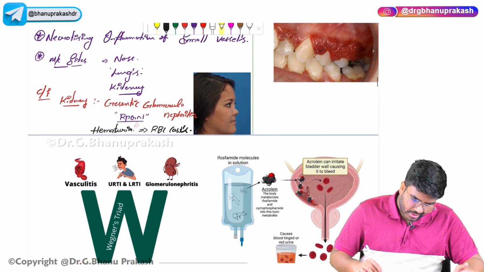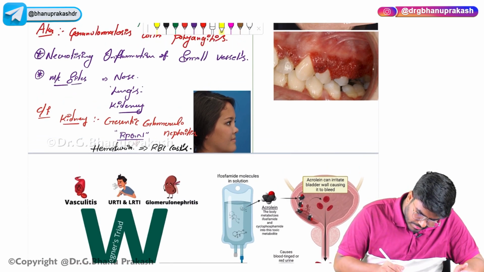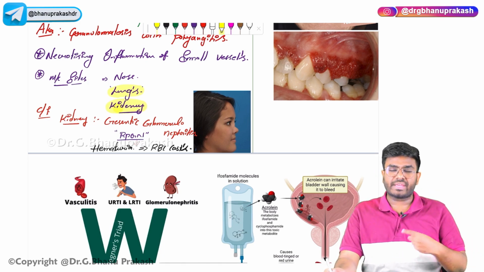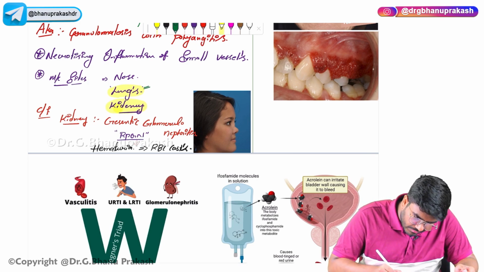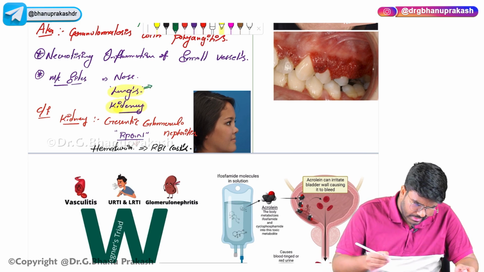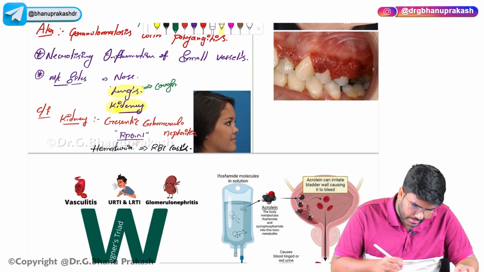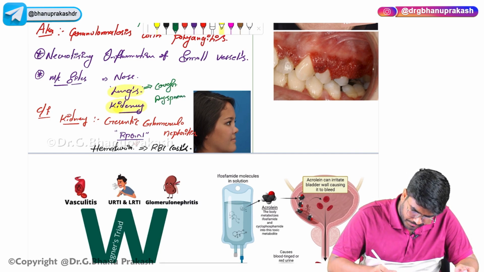Now, what else can be there? Because of the lung involvement. Okay, let me write here the lung involvement here itself. So kidneys are going to be affected. The kidney involvement is going to be rapidly progressive glomerulonephritis with hematuria and RBC casts. Because of the lung involvement, which clinical features are going to be seen? See, there can be cough, there can be dyspnea and hemoptysis.